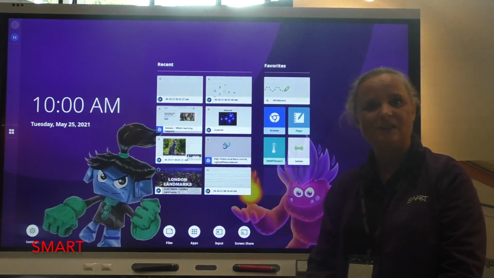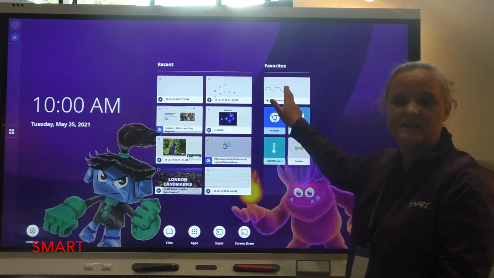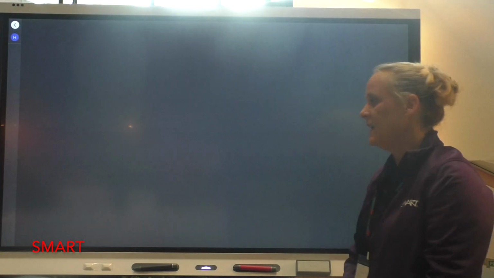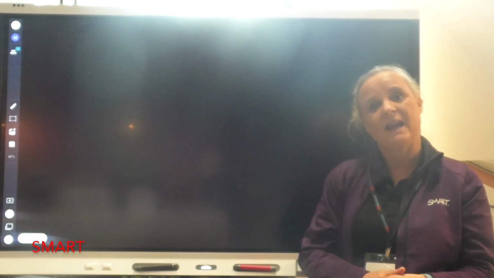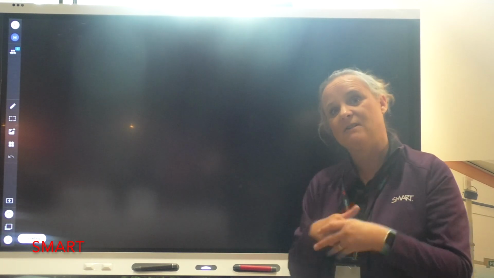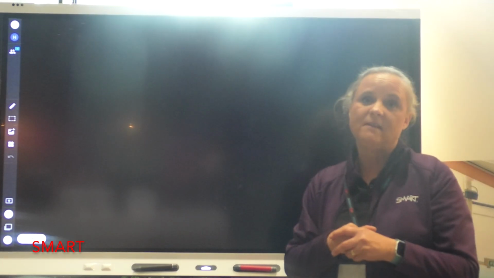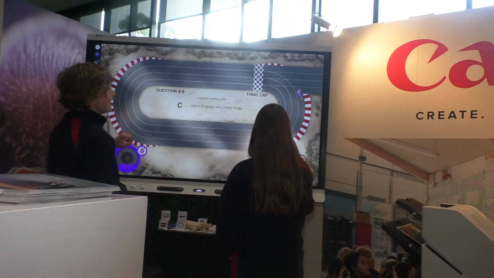On the Canon stand with a smart board, and today I can show you what the difference is between smart and other panels. So the biggest thing with smart is I can choose what I would like to do on my smart board, whether I would like my lessons to be pushed to my students and my students to interact with those lessons, or whether I just want to be able to pick up a pen and write.